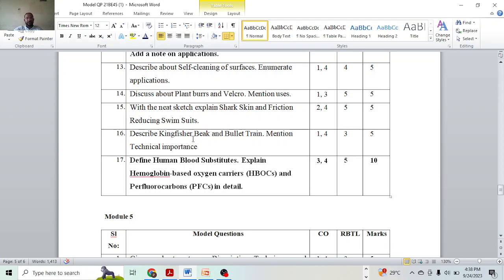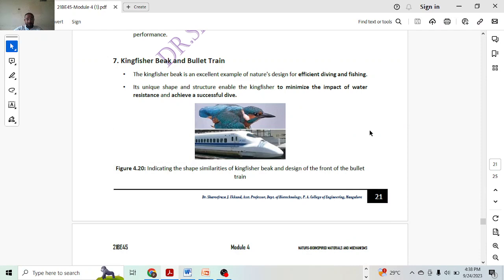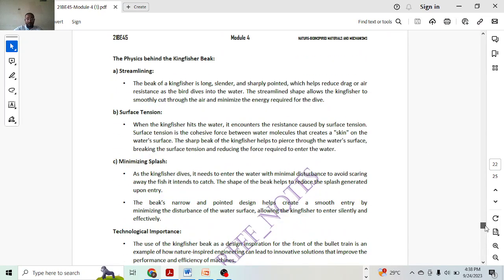Next, Kingfisher beak and bullet train. Here describing, again mention techniques. Here see, mention techniques, technical importance. So that will carry 1 or 2 marks. Right, introduction 1 mark, diagram you don't have to draw.